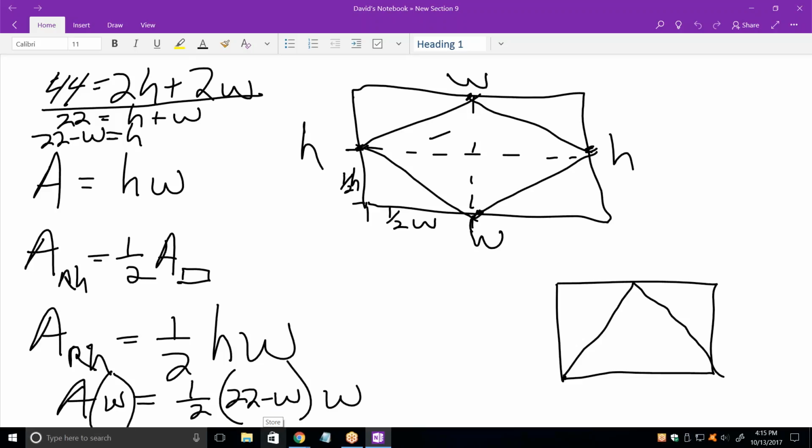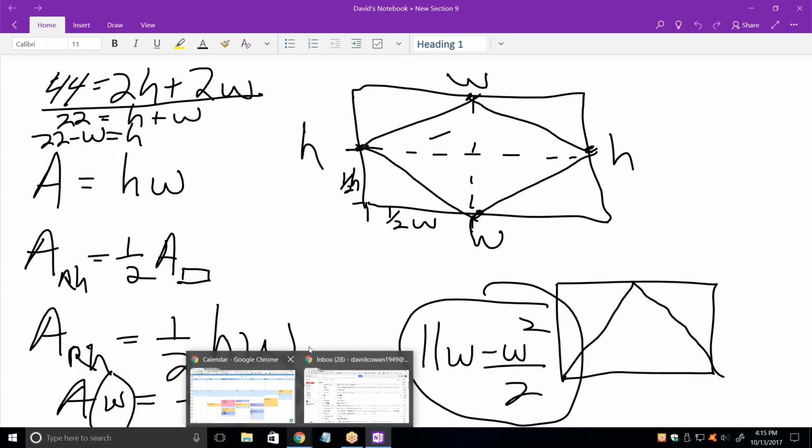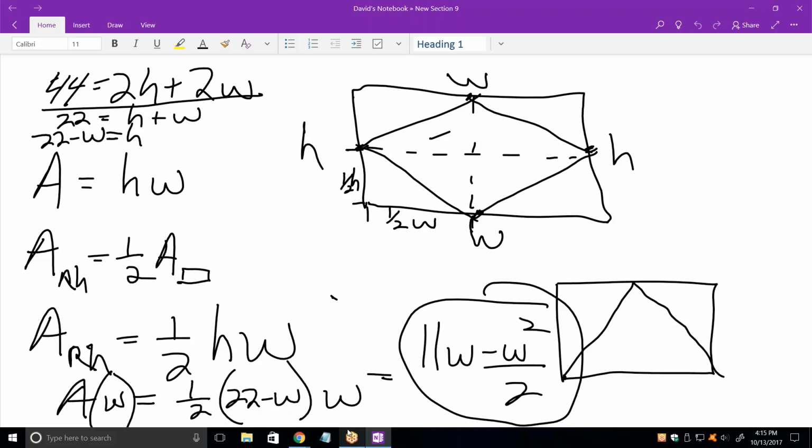Now I can simplify that a little bit. That is 11W minus W squared over 2. Okay, there's a good answer. This would also be a satisfactory answer, the one that's right to the left of that equal sign. Let me try to enter that real quick.